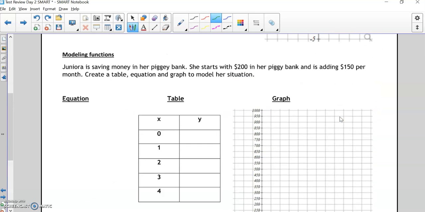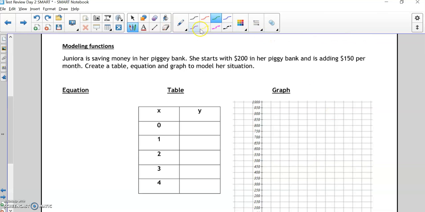Alright, back to Juniora and her piggy bank. So let's say she has $200 in her piggy bank to start with, and she's saving up, so every month she adds $150. Now for my equation, remember that the general form is y equals mx plus b, right? That's the slope-intercept form. Your m is going to be your rate of change. So that means your 150 is going to be your m.